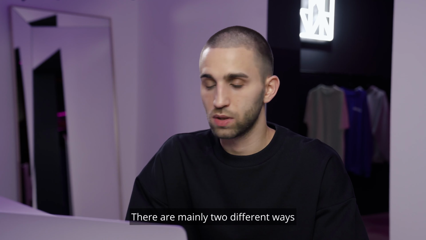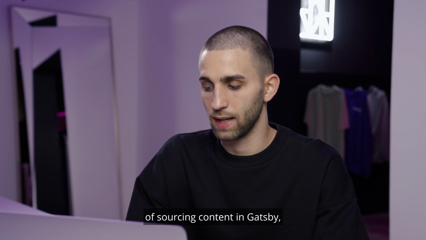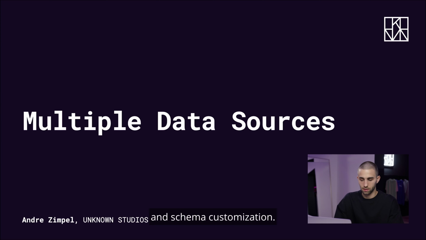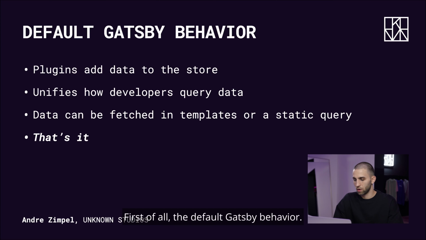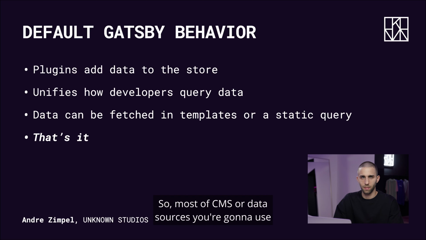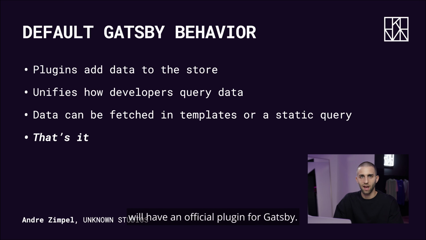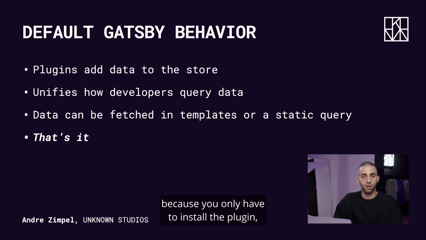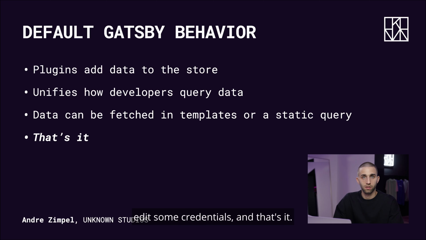There are mainly two different ways of sourcing content in Gatsby: Gatsby plugins and schema customization. First of all, the default Gatsby behavior. Most CMSs or data sources you're going to use will have an official plugin for Gatsby. This makes adding content from any source really easy, because you only have to install the plugin and add some credentials, and that's it. When you run your site or build your site, you will have all the data in your GraphQL schema or Gatsby store.